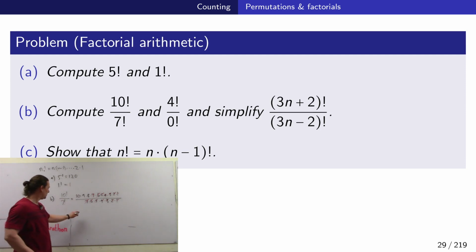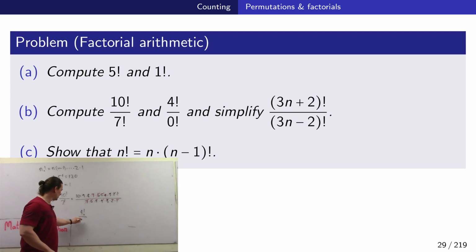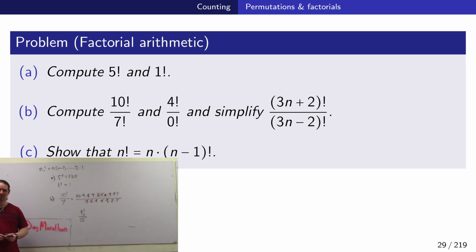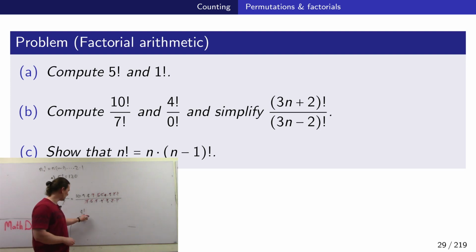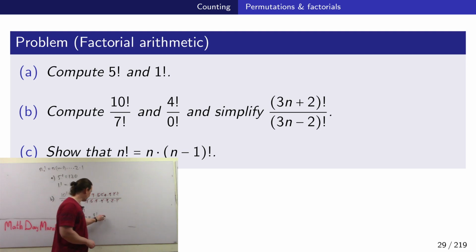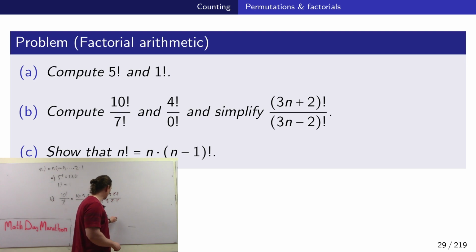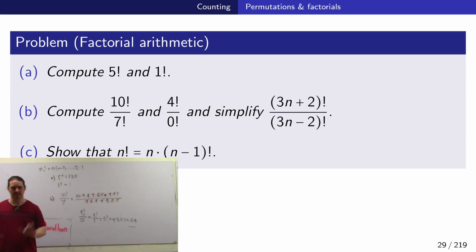What about, the green isn't so great, I'll continue with the black. What about 4 factorial over 0 factorial? Just as a reminder for what 0 factorial means. 0 factorial is just 1, so this is just 4 factorial over 1, which is just 4 factorial, which is just 4 times 3 times 2 times 1, which is just, what's that, 24? Yeah. Okay. So dividing by 0 factorial, like I promised, doesn't really do anything.